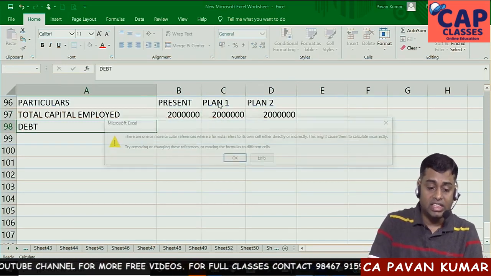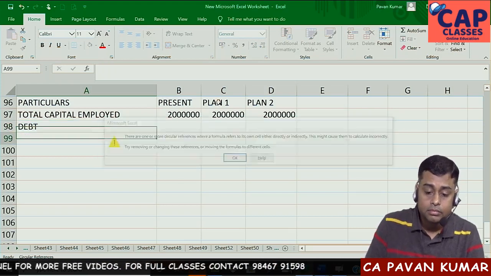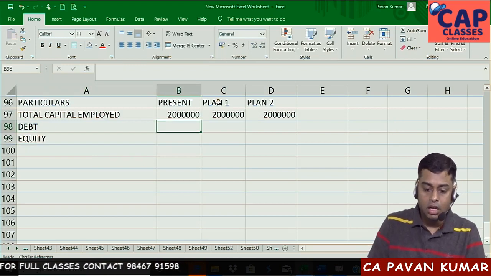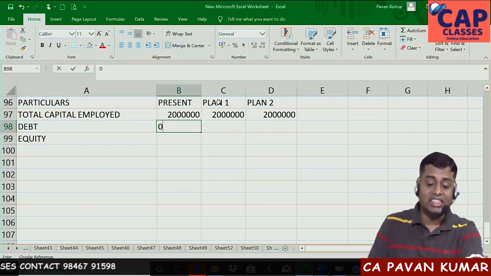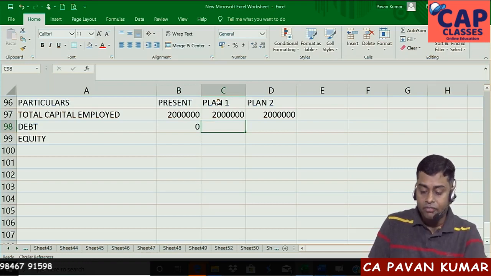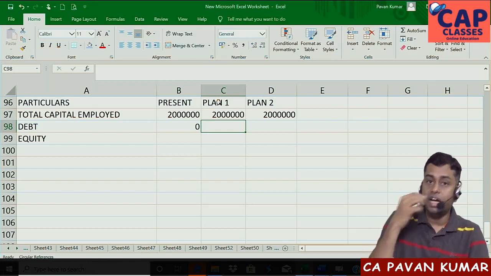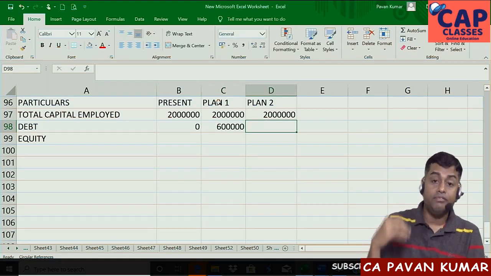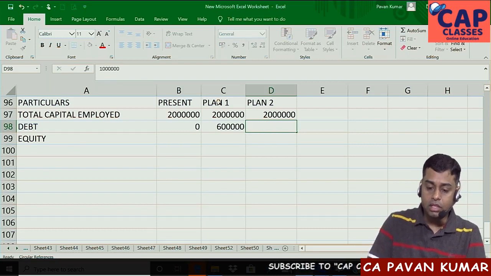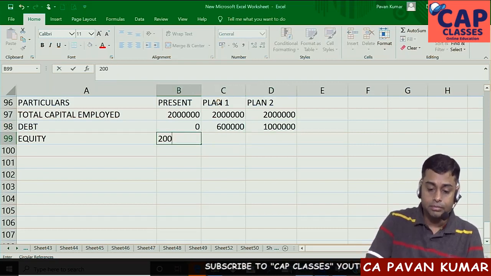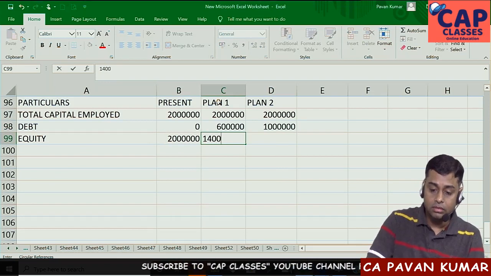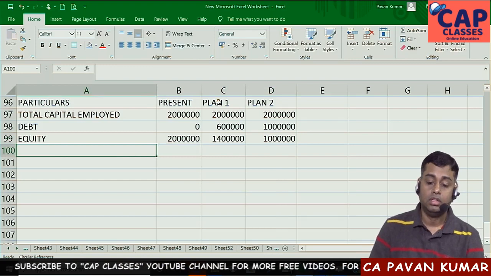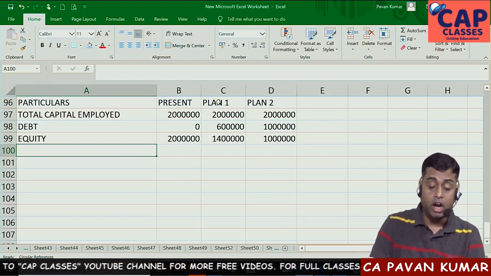So, in that, what is debt, what is equity? Okay, now look here, at present debt is 0. And then they are thinking of taking 30% debt. 30% debt means 20 lakhs into 30% comes to 6 lakhs. Then 50% debt means 10 lakhs. So, in all the cases, balance is equity: 20 lakhs, 14 lakhs, 10 lakhs. You understand this?